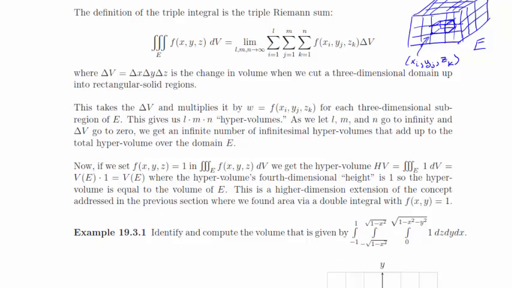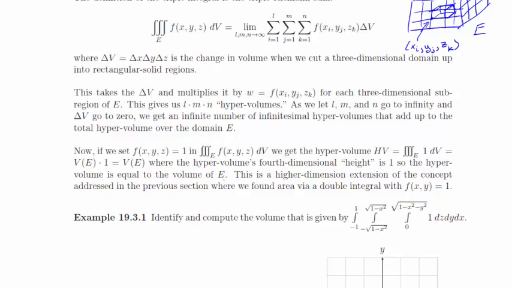So that's the general idea of how we set up a triple integral and how it's defined. It's just an extension of how we set up our double integral and defined that. If we let f of x comma y comma z equal 1 in the triple integral over the domain E of f of x comma y comma z dV, we get the hypervolume H(V), which equals the triple integral over the domain E of 1 dV, which equals the volume of the region E times 1, which just equals the volume of the domain E.